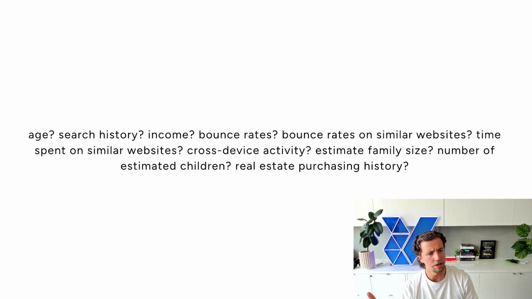They know the age, they know the search history, they know the estimated income, they know the bounce rates, they know the bounce rates on similar websites related to furniture, they know the time spent on average on similar websites to yours, they know cross-device activity, they know your estimated family size, they know the number of your estimated children, they know your real estate purchasing history, whether you've been in market looking for houses, whether that's rentals, buys, etc., and usually whether you've purchased or not. Because the second you stop searching and your IP address moves, Google can infer that you just moved into a new house. And you can actually target those users directly as an audience on Google. You can go in and go for recently moved into new homeowner home.